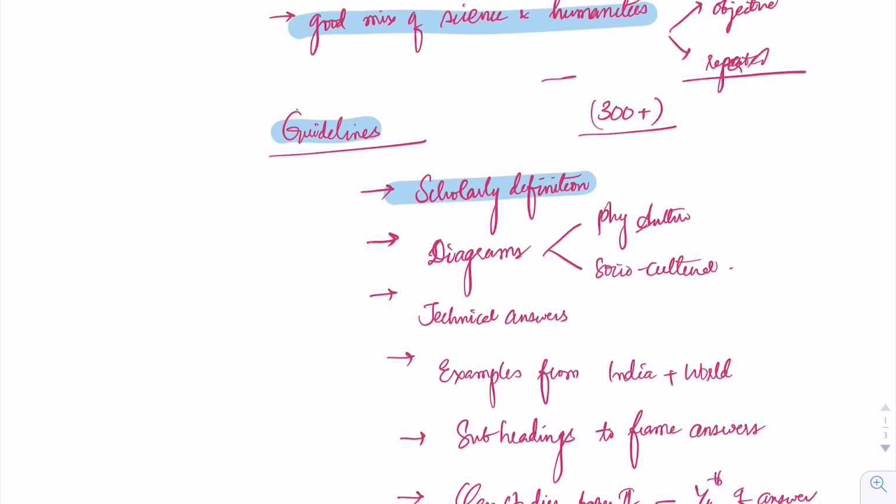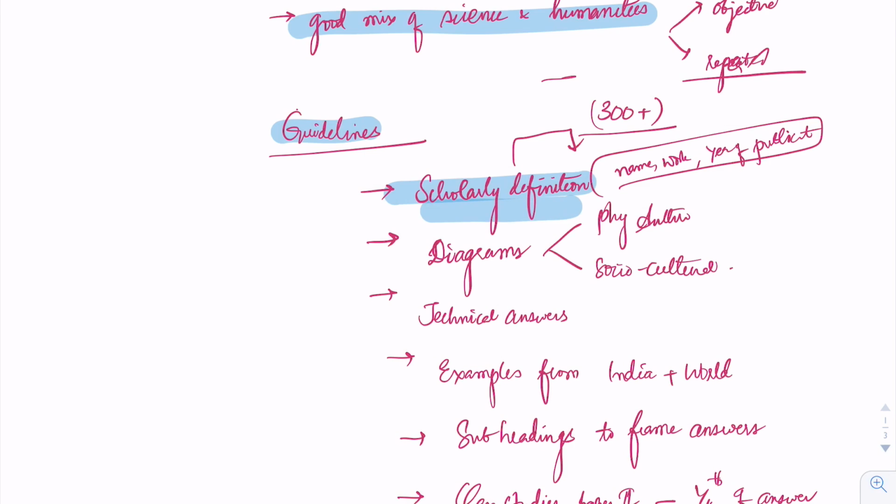Scholarly definition. In this, you try to define the concept and possibly mention the relevant anthropologist's name, their work, and year of publication of such work to define that concept. For example, if a question comes on the term family, you should ideally begin your answer with something like: Peter Murdock, in his study Social Structure, gave the definition of family as a social group characterized by economic cooperation, residence, and reproduction. So always aim to have such scholarly definitions in your answers.